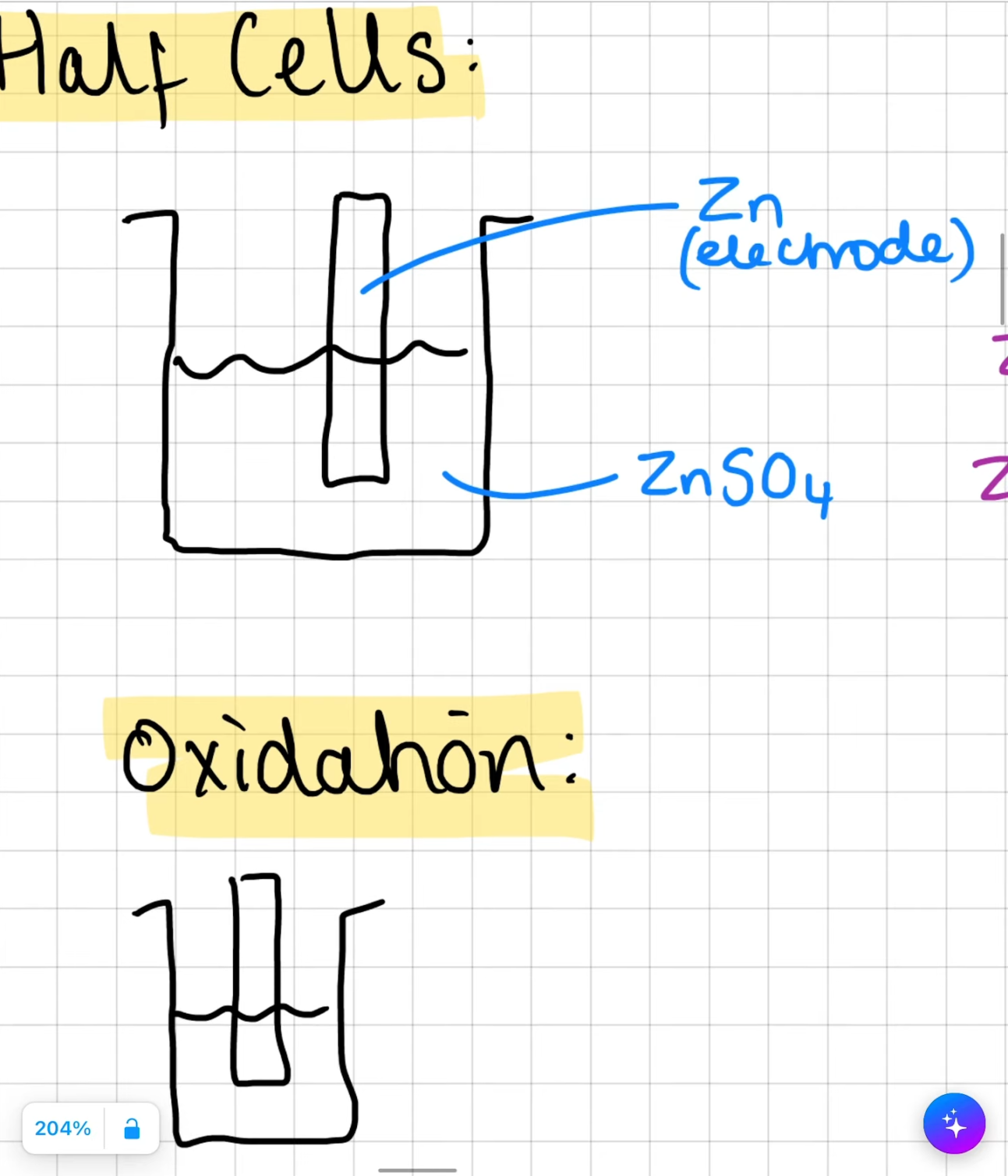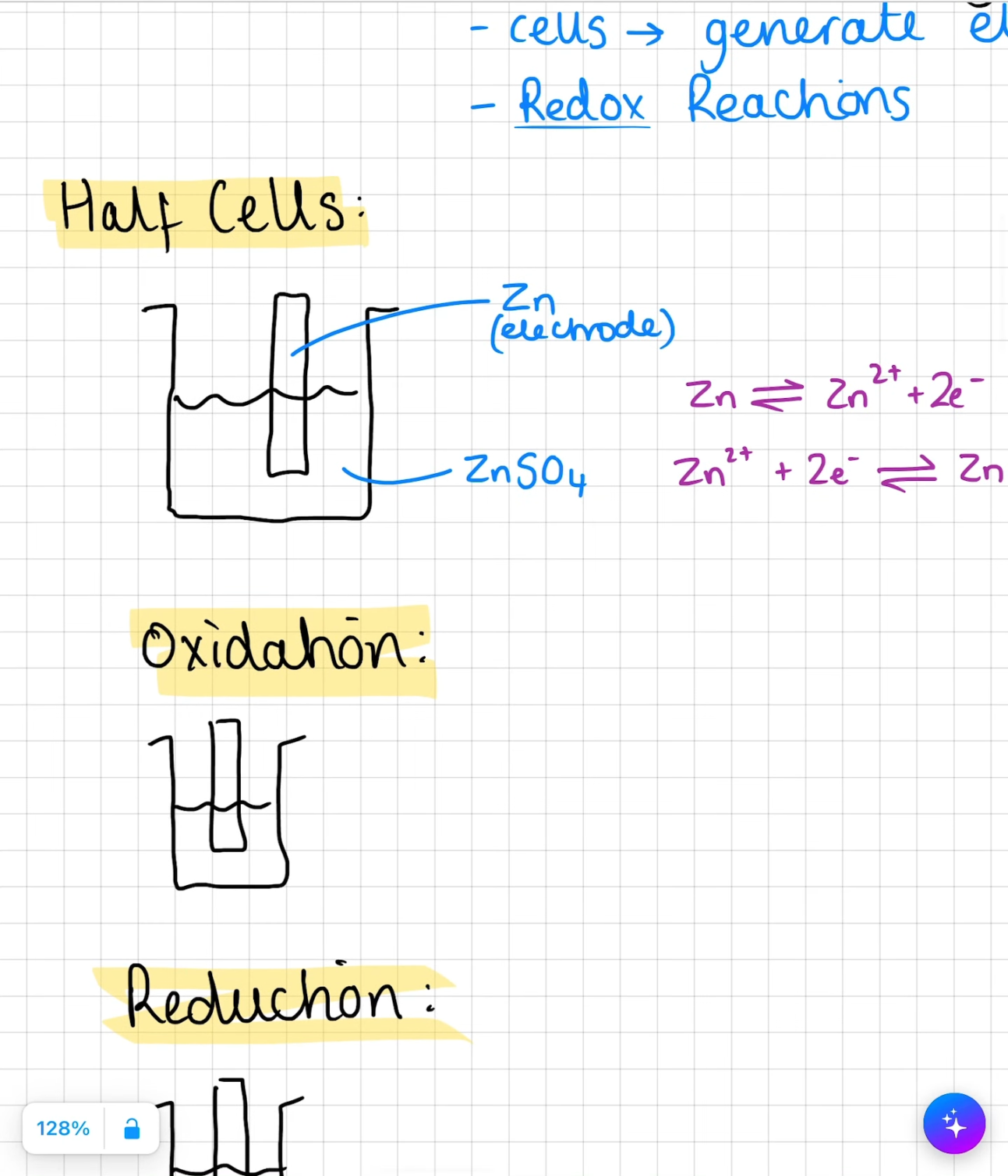So what this looks like is our zinc can lose 2 electrons to form zinc ions, and these zinc ions then move into solution. The zinc ions that are in solution can gain 2 electrons to form zinc atoms, and the zinc atoms move on to the electrode. In both cases, a potential difference is set up because there is a transfer of electrons. The position of the equilibrium will determine the potential difference between the metal strip and the solution of the metal.